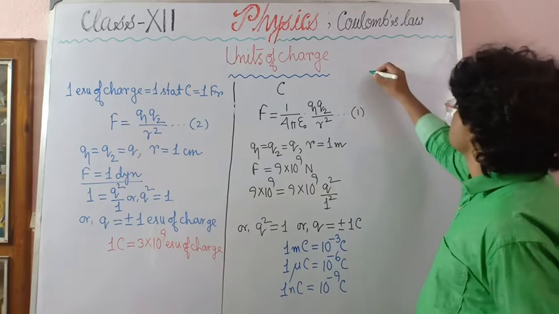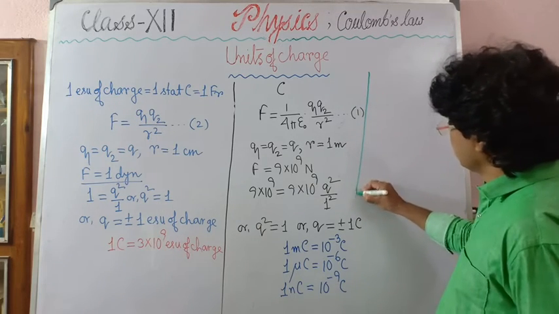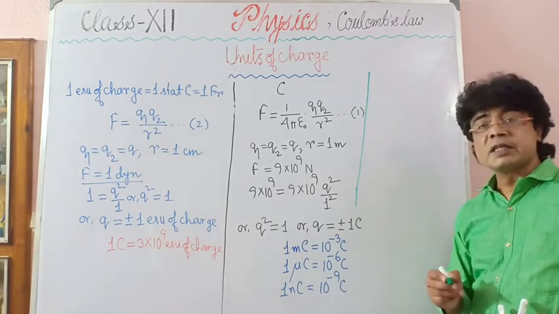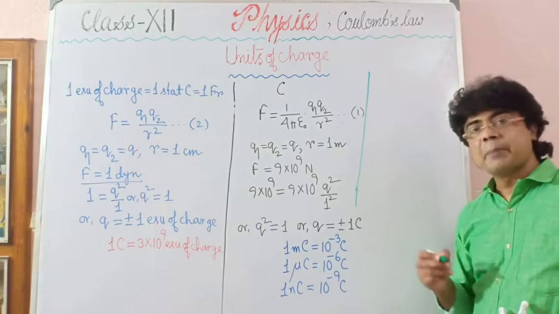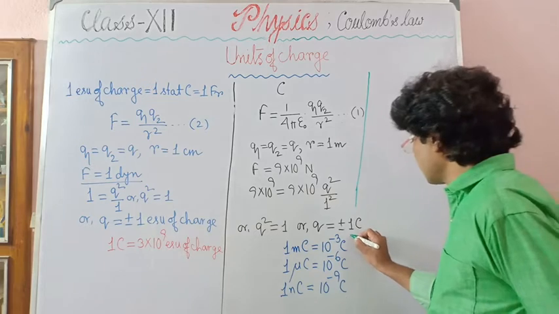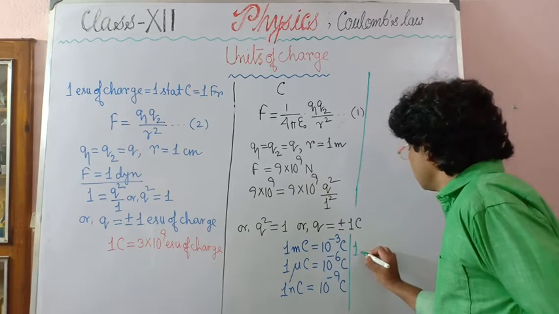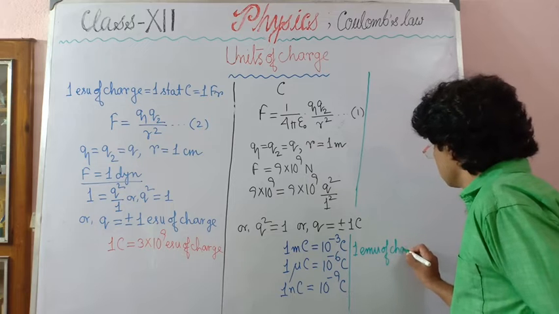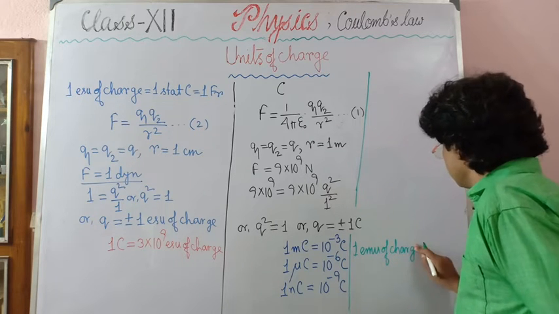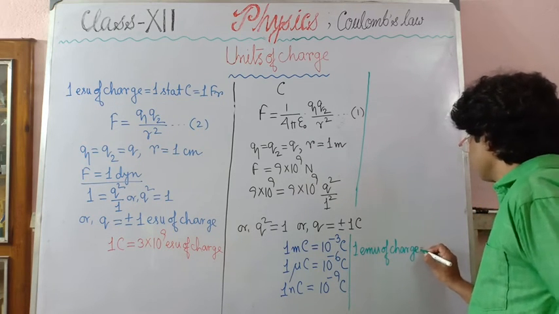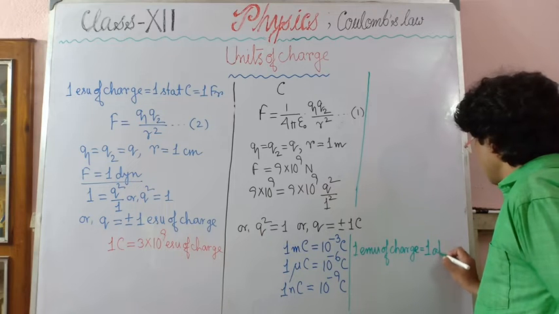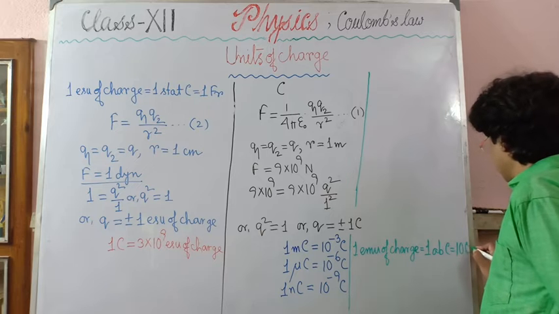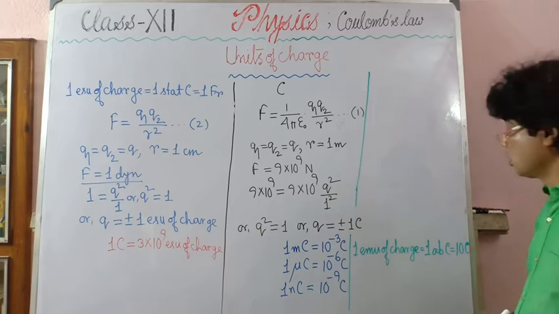Another unit of charge is the EMU of charge, which is also called abcoulomb. 1 EMU of charge equals 1 abcoulomb equals 10 Coulomb. Okay.